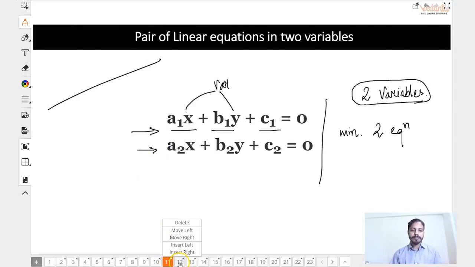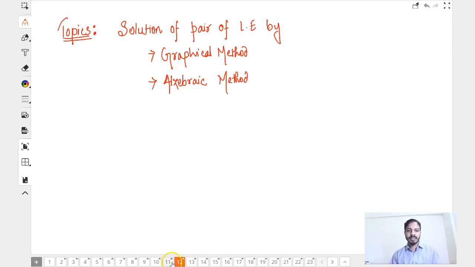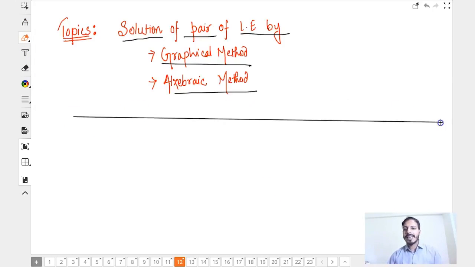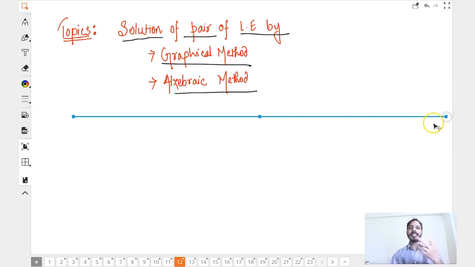Okay, now let us try to visualize what this solution will give us. The topic in this particular chapter is solution of a pair of linear equations, and you do this by the graphical method or by algebraic methods, for example substitution, elimination, etc. I'm not going into these things right now. Let me just try to explain what you are actually doing.